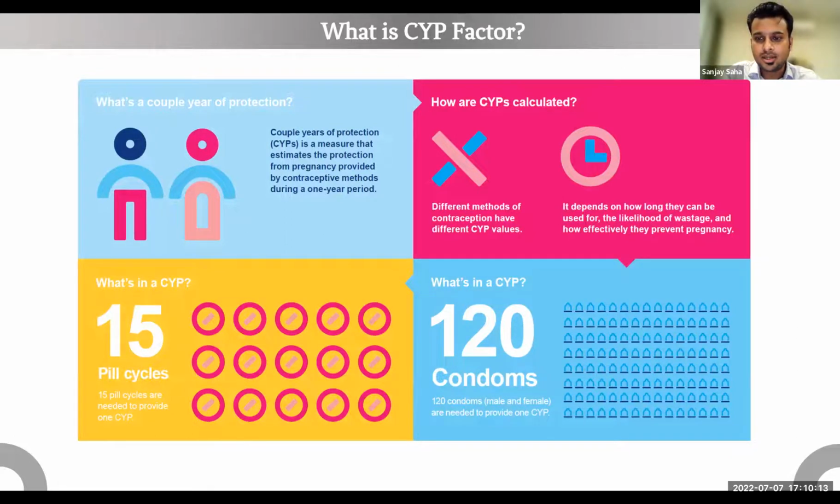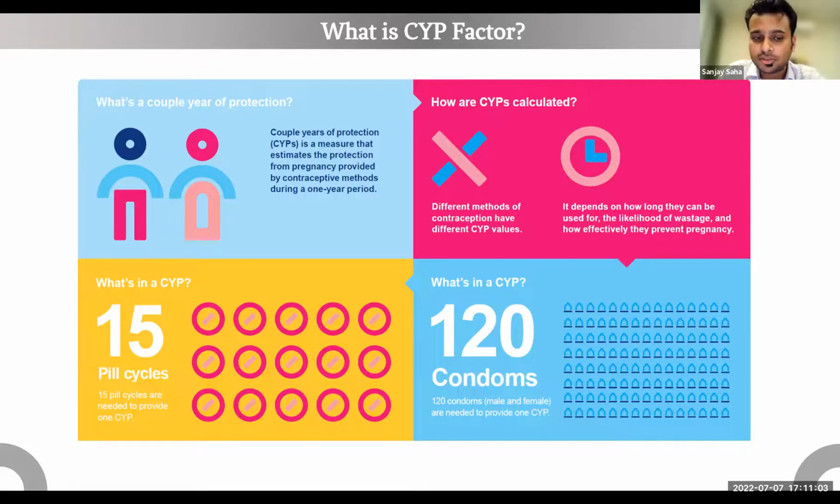of protection. How many of you have heard of it? You can raise your hand, but let me quickly tell you what it is. Couple years of protection is a measure that estimates the protection from pregnancy provided by contraceptive methods during a 1 year period. When it says couple year of protection, it doesn't mean 2 years of protection. It means for a couple, for a husband and wife, because contraceptives can be male contraceptives or female contraceptives. So how are CYPs calculated? There are different methods of contraception, and depending on how long they can be used for, the wastage, and how effective they are to prevent pregnancy, that's how the CYP factor is calculated.